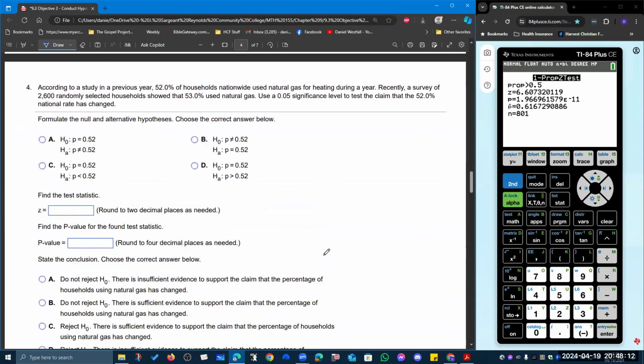According to a study in the previous year, 52% of households nationwide use natural gas for heating during a year. Recently, a survey of 2,600 randomly selected households showed that 53% use natural gas. Use a 5% significance level to test the claim that 52% national rate has changed. And we're going to say here that it's different.